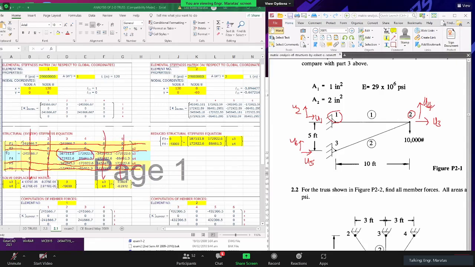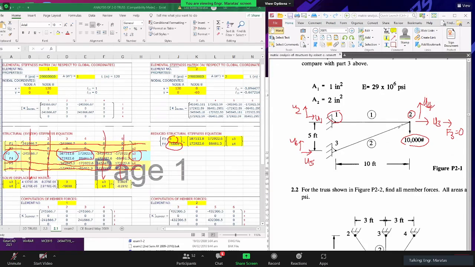This, this, and this. This is F3, F4. The F3 here, by the way, is 0, no? It is 0. And your F4 is going downward, no? So that's why this is negative 10,000, no? Negative.